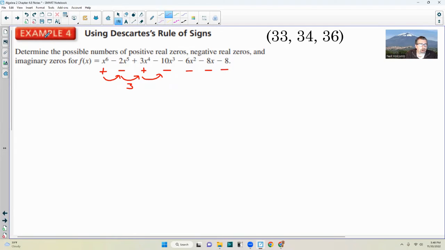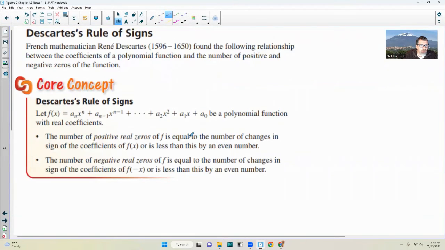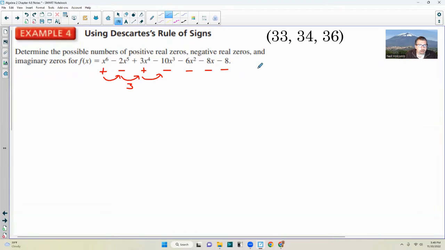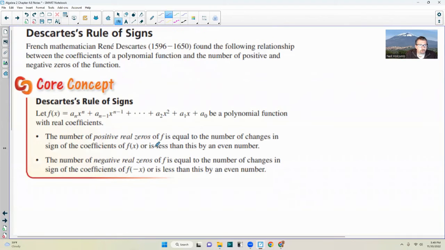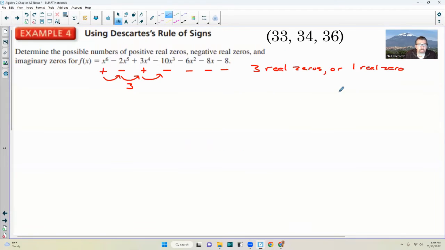That tells me, and if you go back here, the number of positive real zeros equals the number of changes in the signs of the coefficients. So there are possibly 3 real zeros or an even number less, so you could say, or 1 real zero. That's what that means. Here it says, or less than this by an even number. So once you get a value, you subtract 2, subtract 2, until you get down to 0. So this has 3 real zeros or 1 real zero by Descartes' sign change.